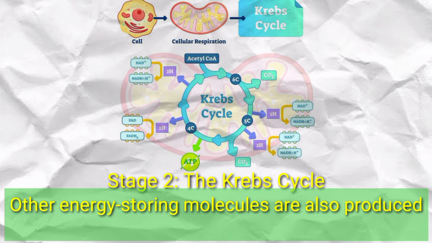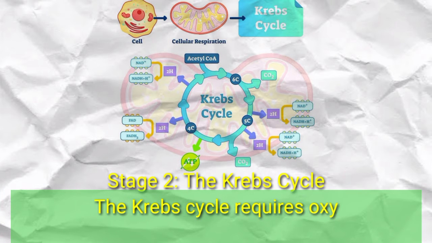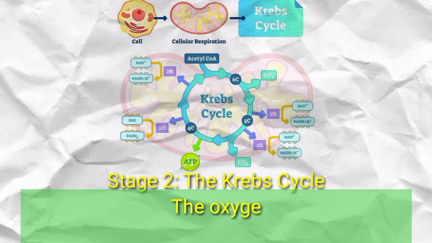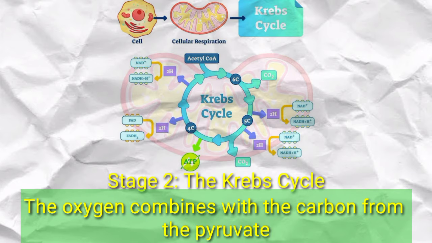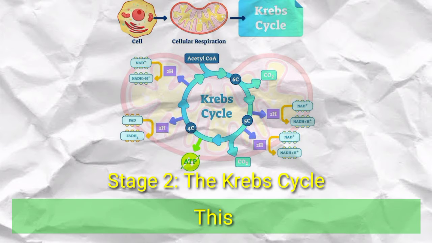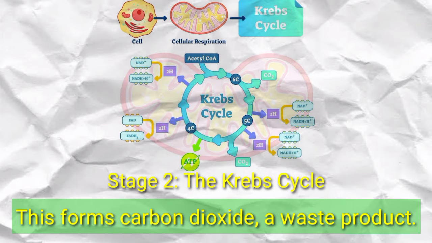Other energy storing molecules are also produced to be used to make more ATP in stage 3. The Krebs cycle requires oxygen. Anything that needs oxygen is described as aerobic. The oxygen combines with the carbon from the pyruvate molecules. This forms carbon dioxide, a waste product.